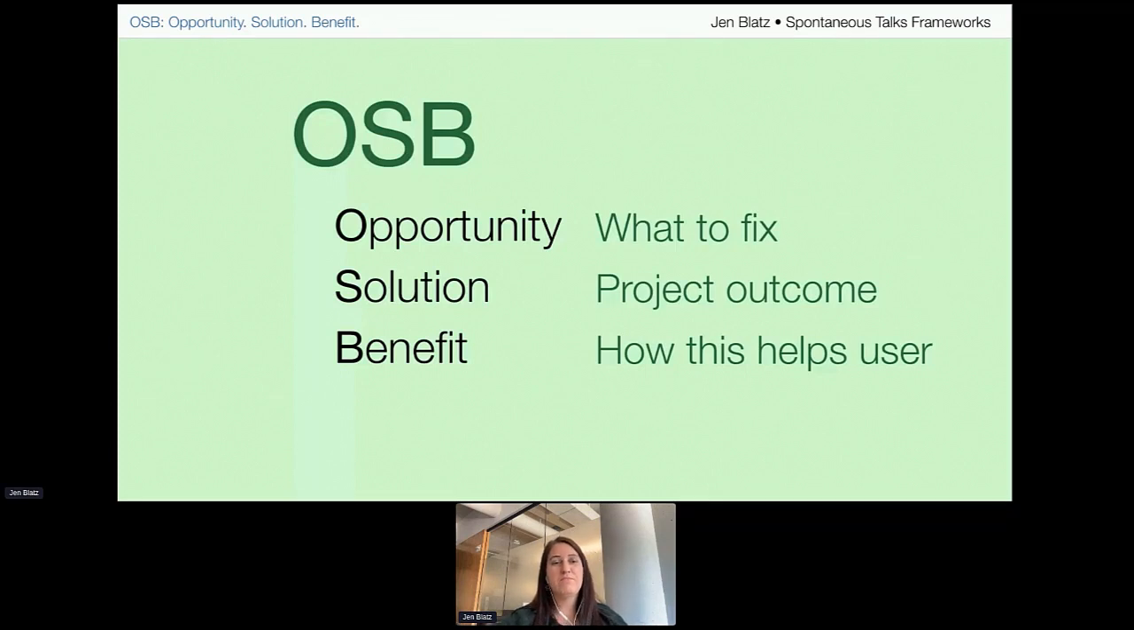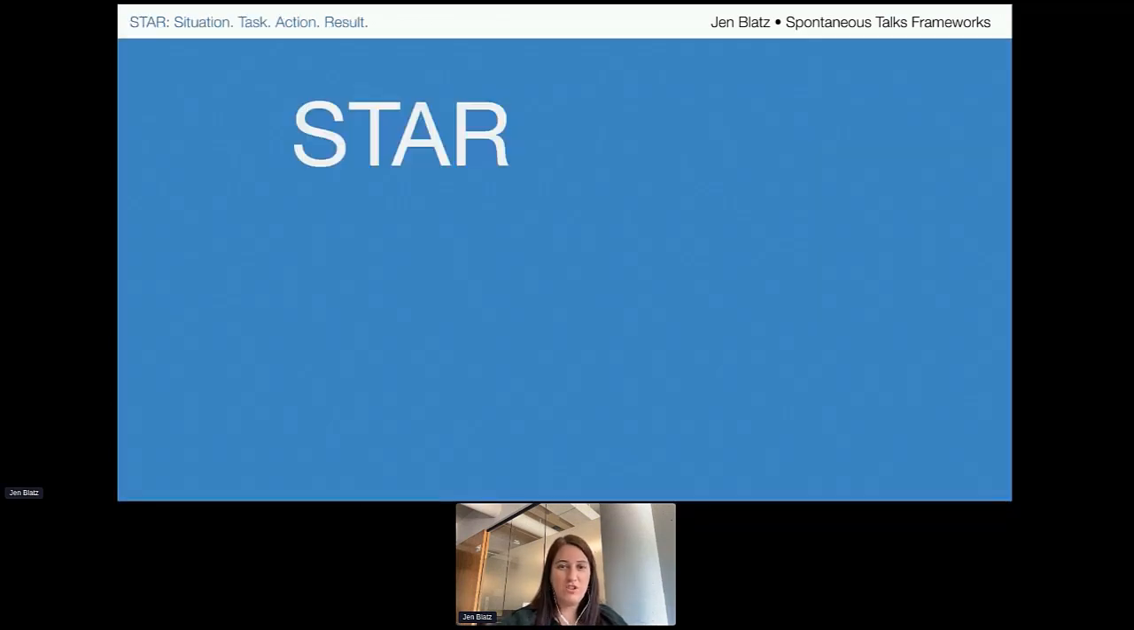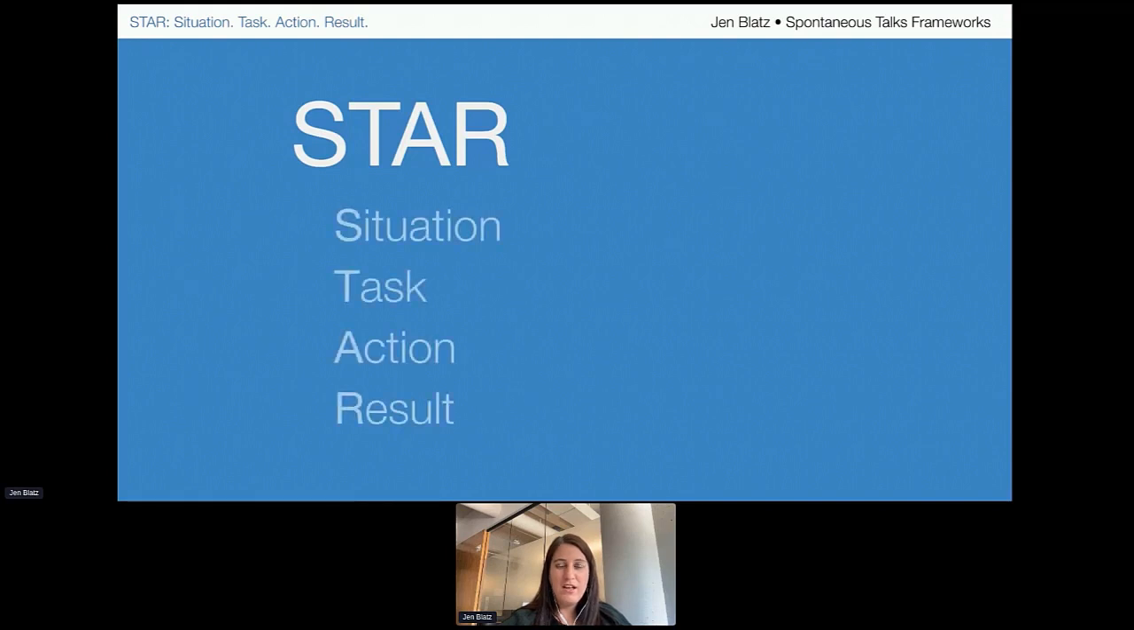Next framework, STAR. Anybody here? Can't see you raising your hands, but I'm guessing that some of you have heard the STAR framework and maybe heard of it as a recommendation to use in a job interview, like present your answer using this STAR framework. So let's break it down a little bit. STAR stands for situation, task, action, and result.